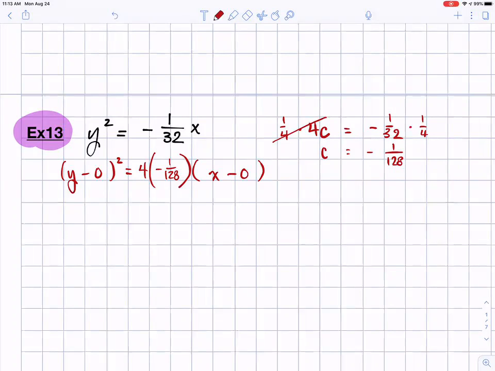Okay, so talk to me. Where is the focus? In any parabola, where is the focus? It's on the inside of the parabola, and what else would you say? How far away from the vertex? C away. Hey, I know what C is now. I know what C is, okay?